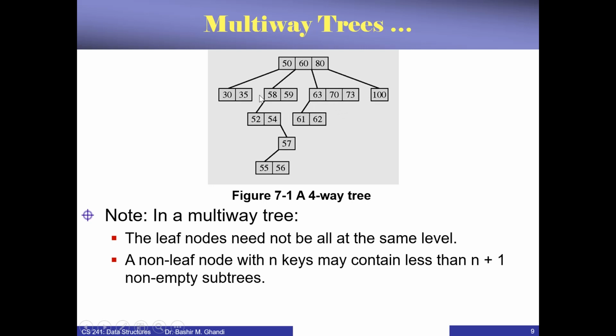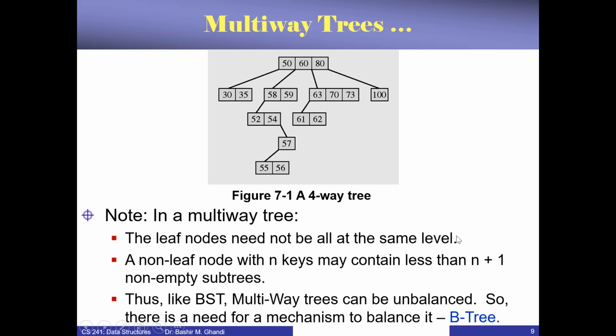Okay, 2 keys but only 1 subtree, and so on. So again, this is not ideal. What we want is if we have n keys for a node, then there should be n plus 1 subtrees. Of course, here n should be less than or equal to m, because m is the maximum you can have for a multi-way tree of order m.